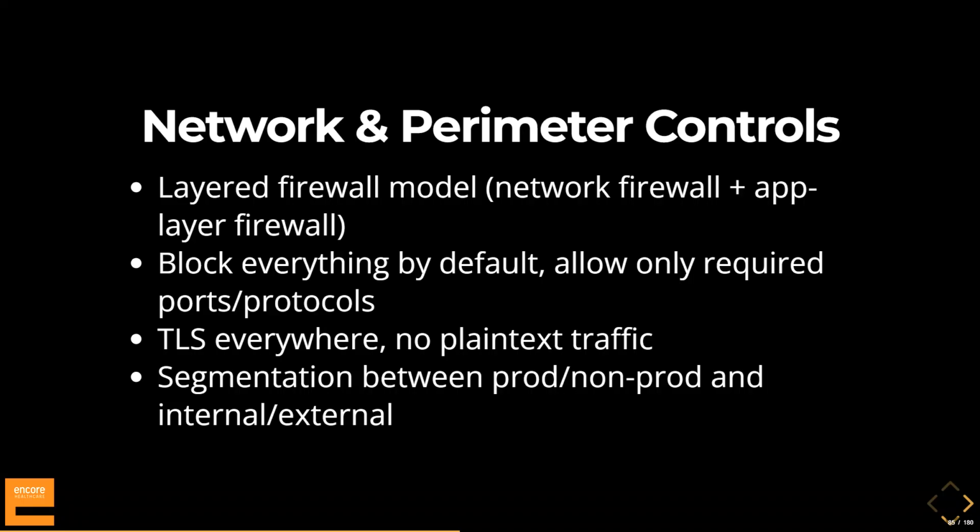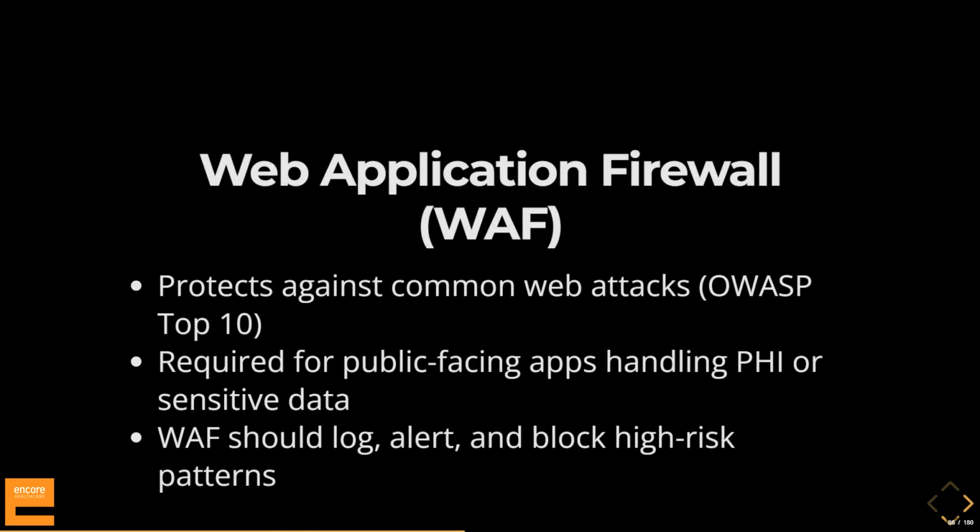Network perimeter controls: use firewalls, only let things go through that should go through, or that you need to go through. Obviously, no plain text traffic, everything needs to be through TLS. Ideally, you want all of this in infrastructure as code, and we'll talk about that a little bit more later.